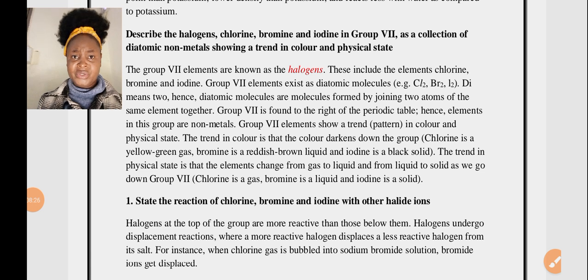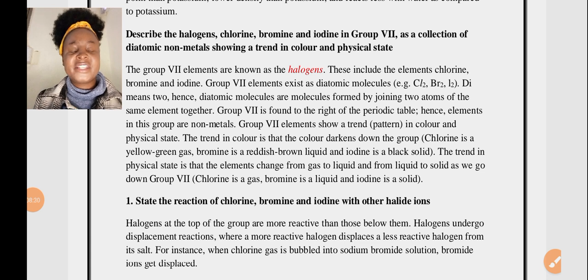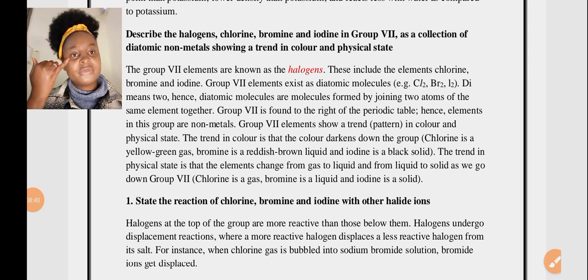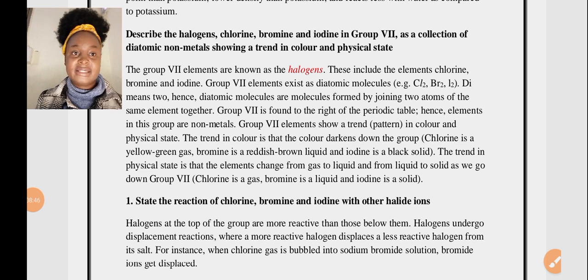We find these ones on the right side of the periodic table, and they have 7 electrons in their outer shell. They need to receive 1 electron to form a full shell, or to have a noble gas configuration, right? They also show a trend in their color and also the physical state. For example, the trend in color is that the color darkens as you go down the group.